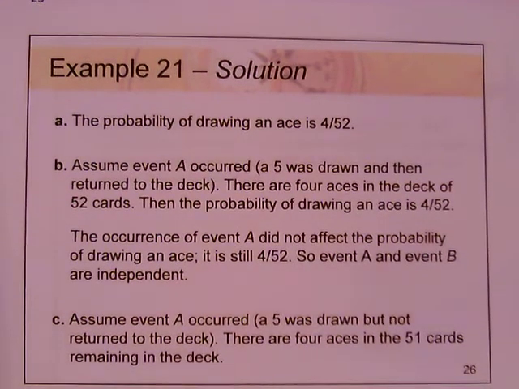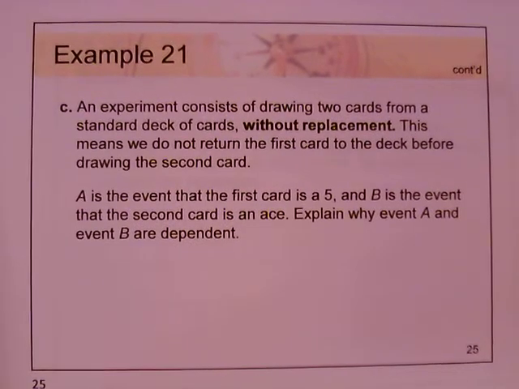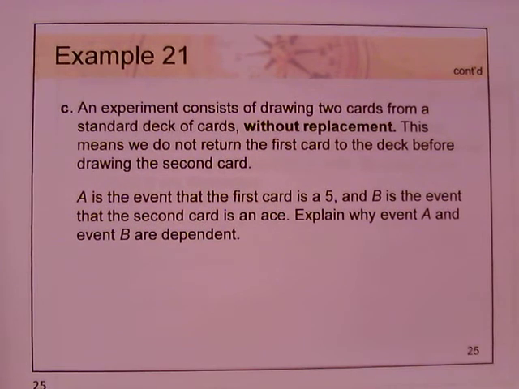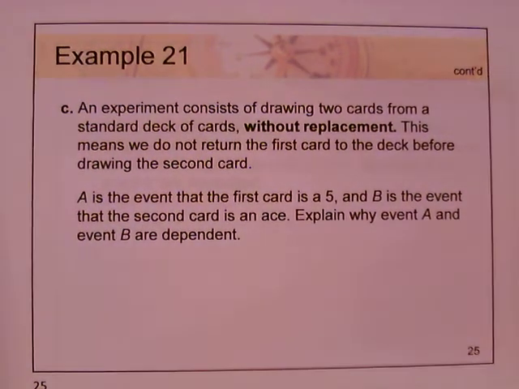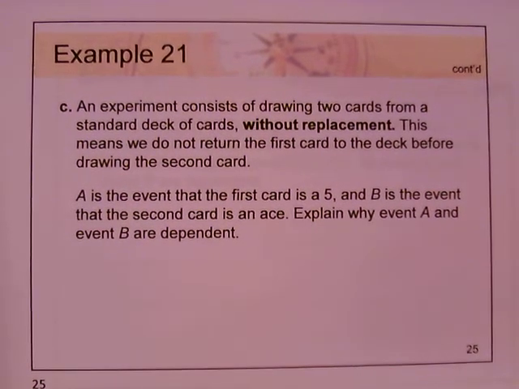Now, here's part C. An experiment consists of drawing two cards from a standard deck of cards without replacement. This means we do not return the first card to the deck before drawing the second card. A is the event that the first card is a 5, and B is the event that the second card is an ace. Explain why event A and event B are dependent.